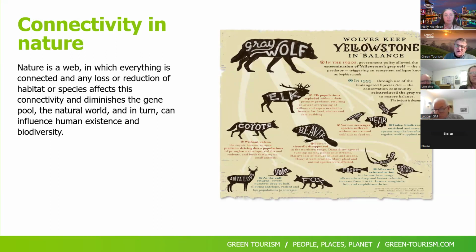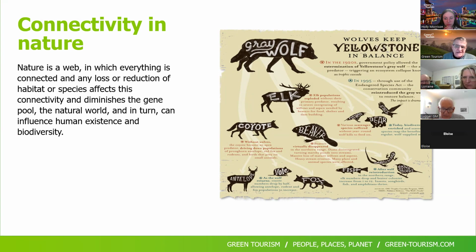Connectivity in nature as well. Nature is a web in which everything is connected. Any loss or reduction of habitat or species affects this connectivity and diminishes the gene pool. The natural world, in turn, can influence human existence and biodiversity. In this slide, we can see the much used example of connectivity in nature.